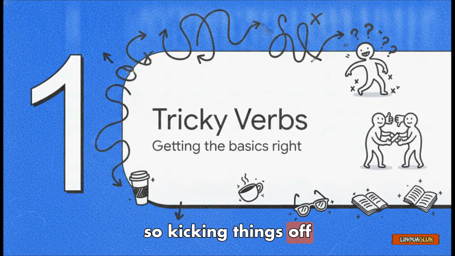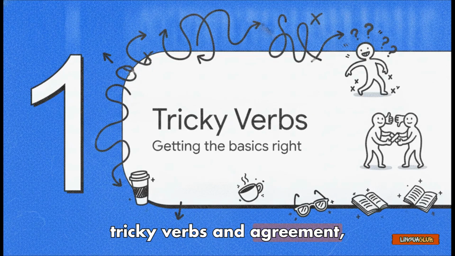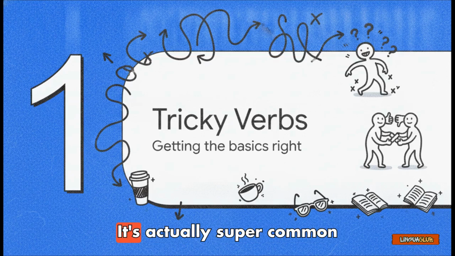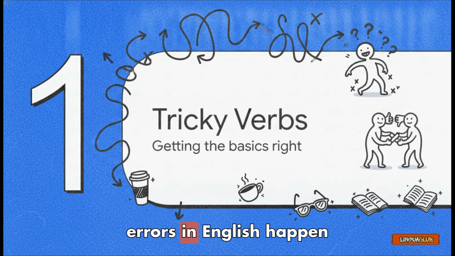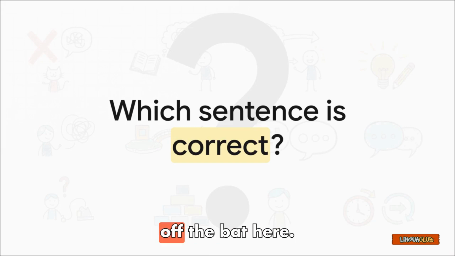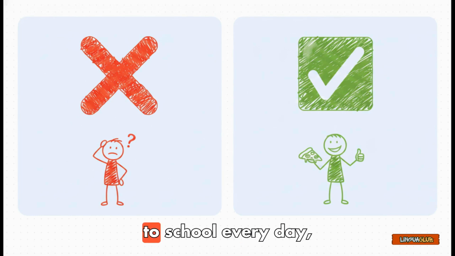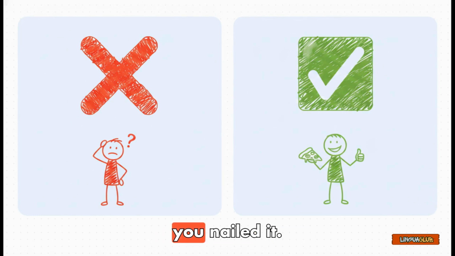Right, so kicking things off with Section 1, tricky verbs and agreement, getting the basics right. It's actually super common to trip up right at the starting line, because some of the most frequent errors in English happen with just simple everyday actions. Let's test your instincts right off the bat here. Which of these two sentences is correct? Is it, he goes to school every day, or he go to school every day? I'll give you 3 seconds to think about it. 3, 2, 1. If you chose he goes to school every day, boom, you nailed it.